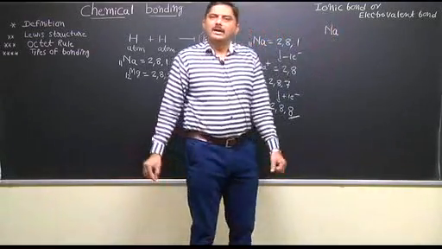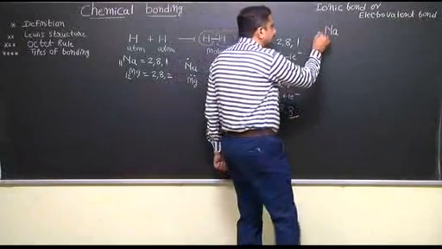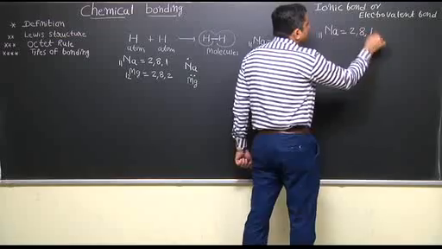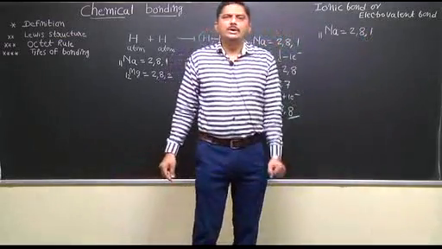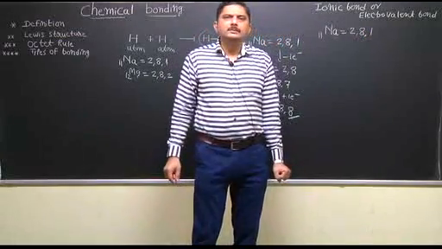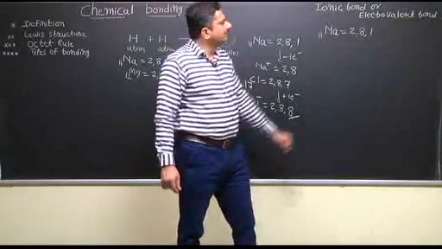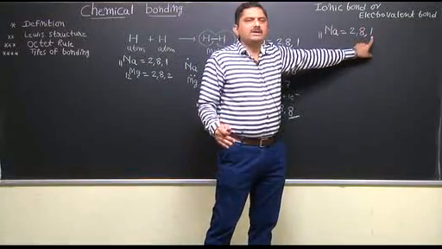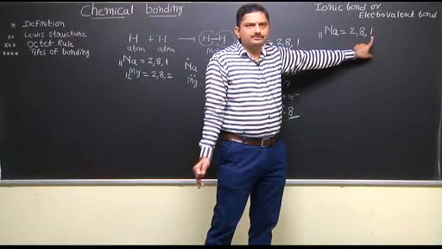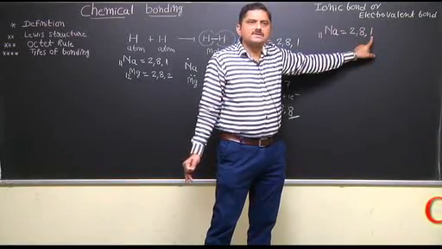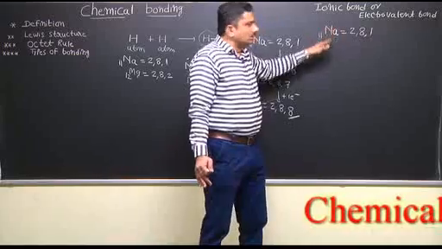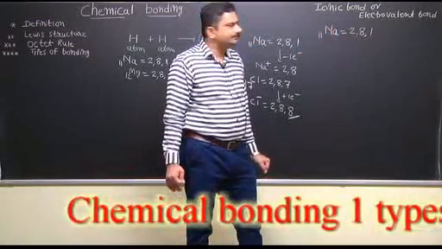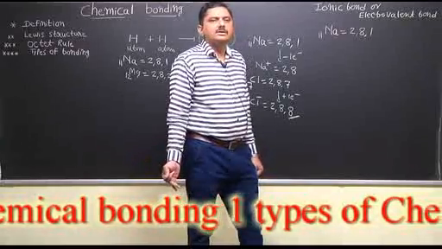Sodium, atomic number 11, we can write 2, 8, 1. In the outermost orbit, only one electron is present. It requires 7 electrons to complete its octet. It is a very difficult task. The ionization potential of sodium is very low. Therefore, it loses 1 electron and forms a sodium ion.